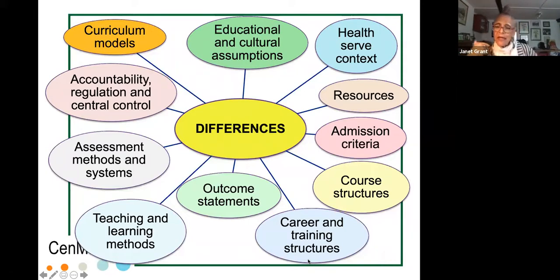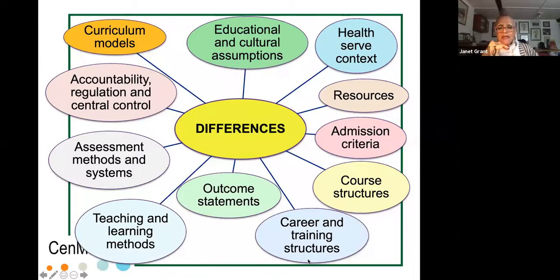That means that the courses have different structures as well. And sometimes, well, very often, they will have different admission criteria. They take in different sorts of people. And they certainly have different resources. And that includes the entire health service context.